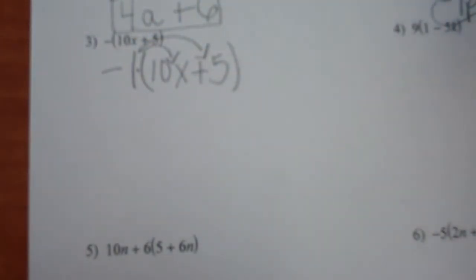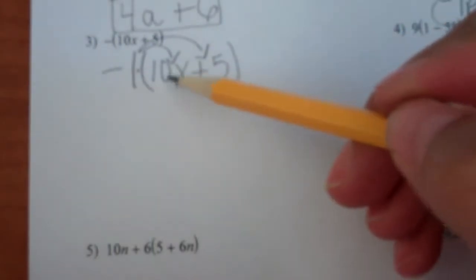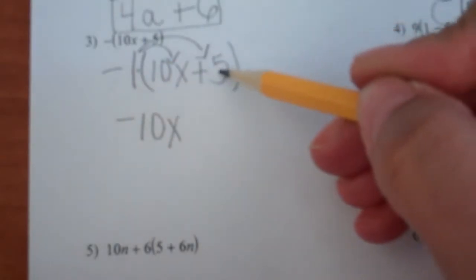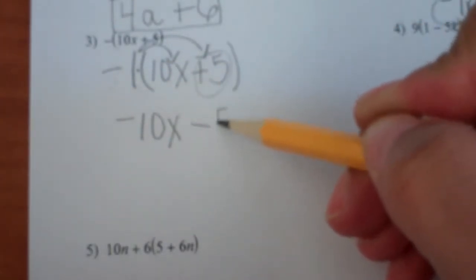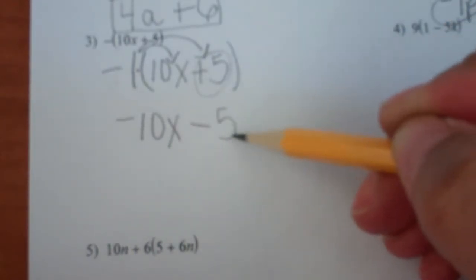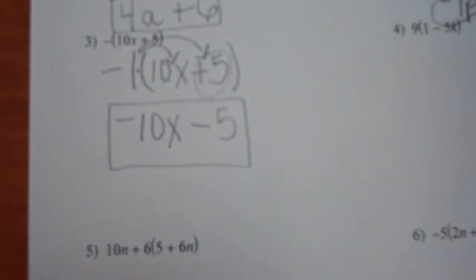And so we need to get rid of these parentheses. That's how we simplify an expression. In order to do that, we do negative 1 times 10x, which is negative 10x, negative 1 times positive 5, which is going to be negative 5. These are not like terms. The 5 does not have an x located next to it, so there is nothing else to combine, and that is our answer.